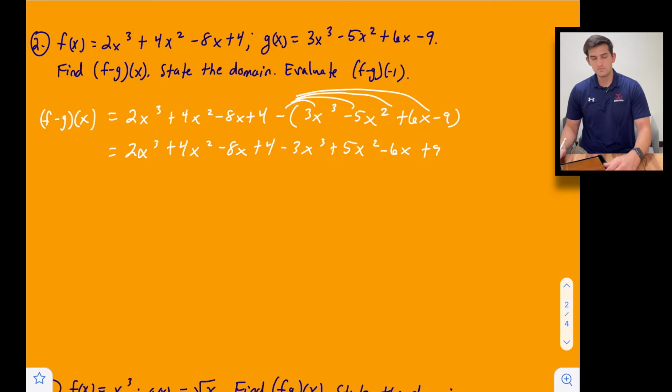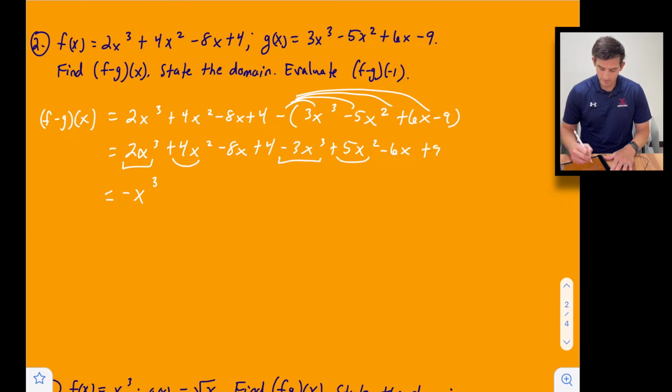Okay? Now what I like to do is underline or put some kind of similar marking under my like terms so I know what I'm combining. So that was 2x cubed and we have a minus 3x cubed, so that's going to be negative x cubed. 4x squared, 5x squared, so plus 9x squared. And then we have negative 8x and negative 6x, so minus 14x. And then we have plus 4 and plus 9, so that would be plus 13.